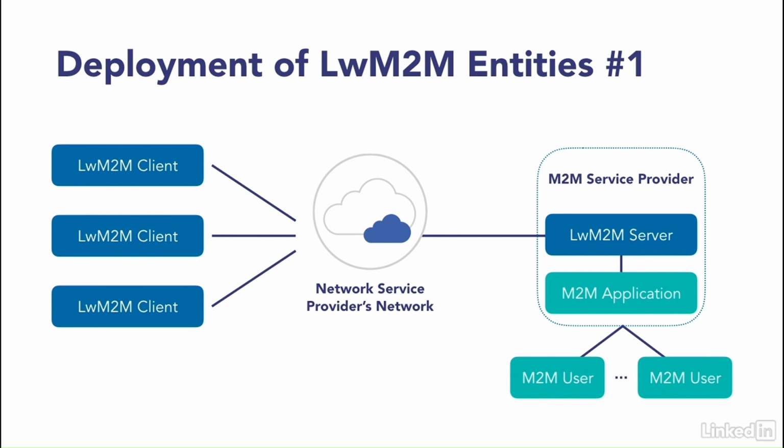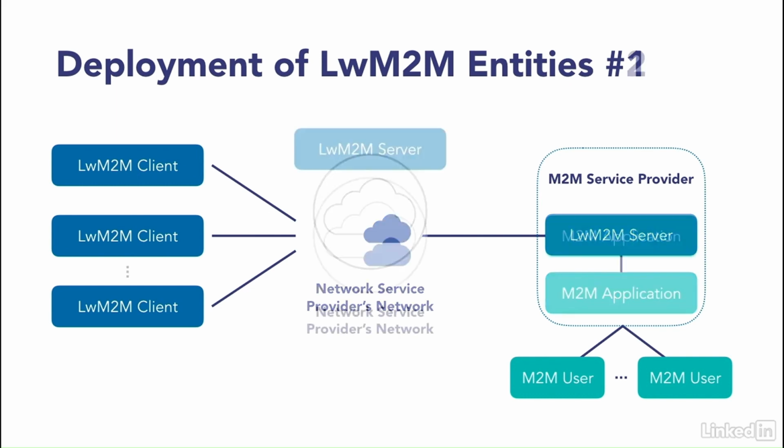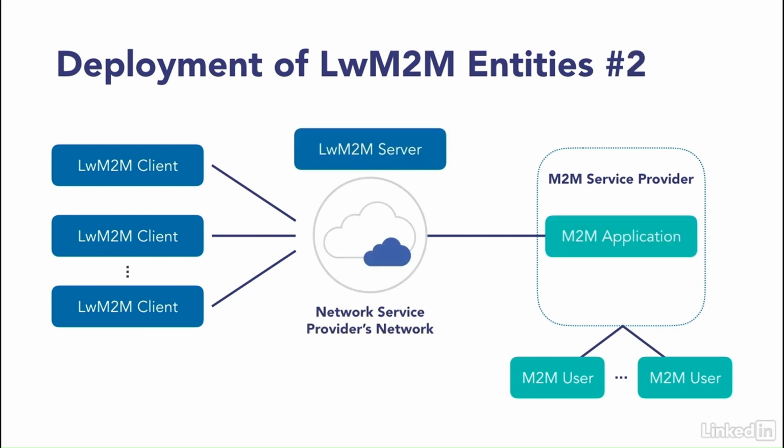The network service provider provides the network communication services between the lightweight M2M clients and the lightweight M2M servers. An M2M service provider, shown here, owns both the lightweight M2M server and application, where the lightweight M2M server may connect to multiple clients. M2M end users can get M2M services by connecting to the M2M service provider. Depending on the scope of the M2M service provider, the lightweight M2M server may reside within the network service provider's network, where the M2M service provider owns the M2M application services.